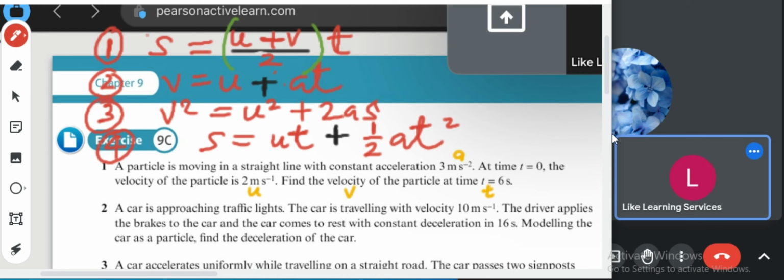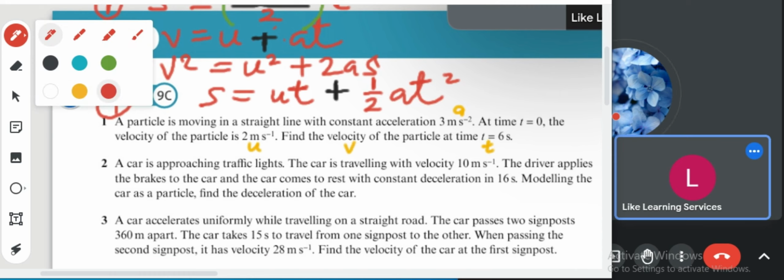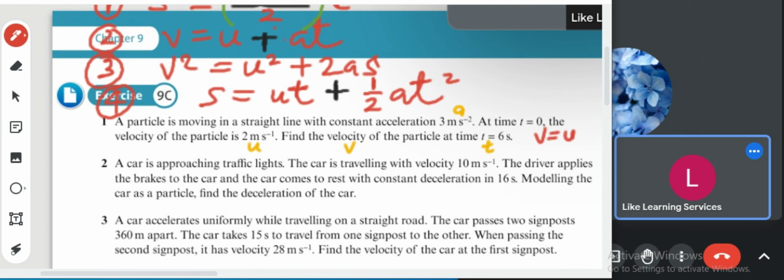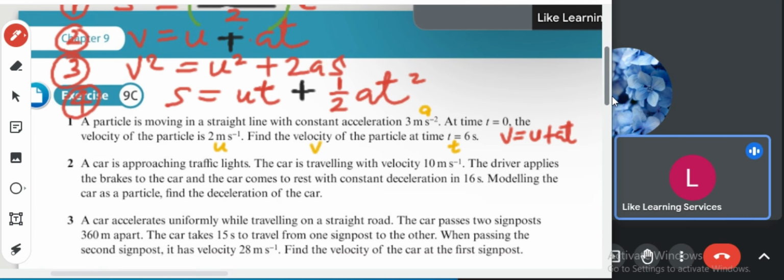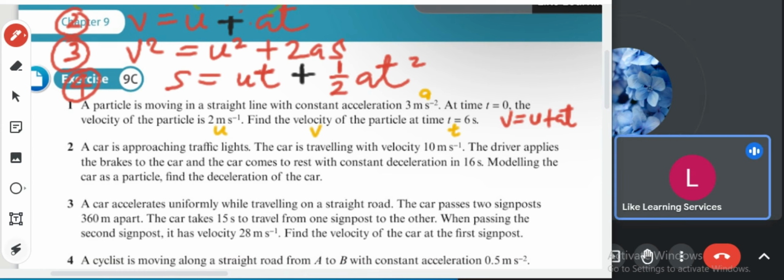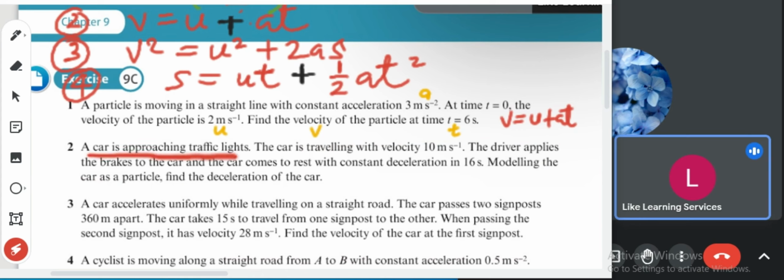Alright, so that's simple enough. We don't need to bother ourselves with that. We simply use V equal to U plus AT and substitute those values. Okay, I won't look at all. But I will just, for instance, number 2, a car is approaching a traffic light.